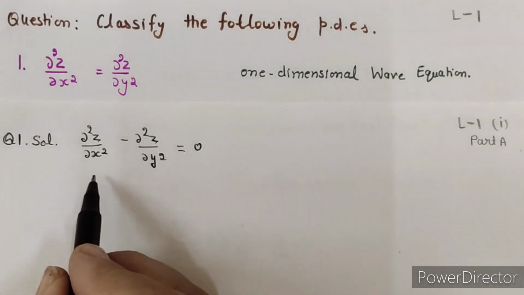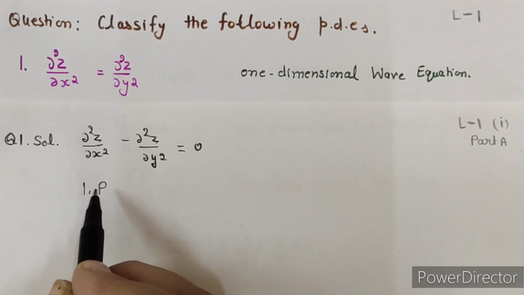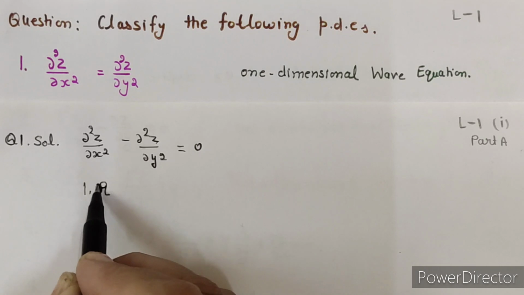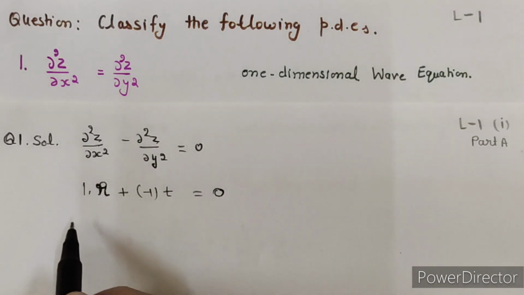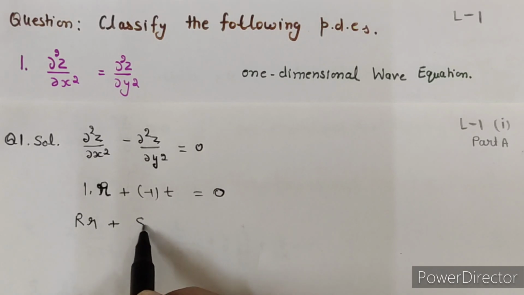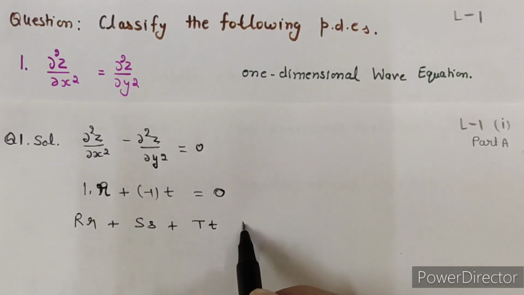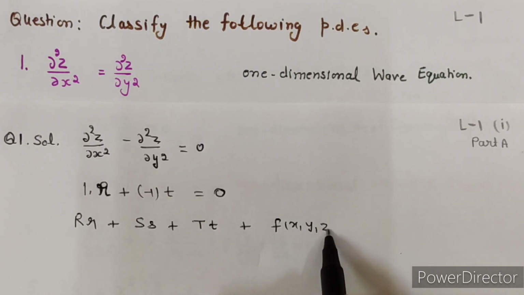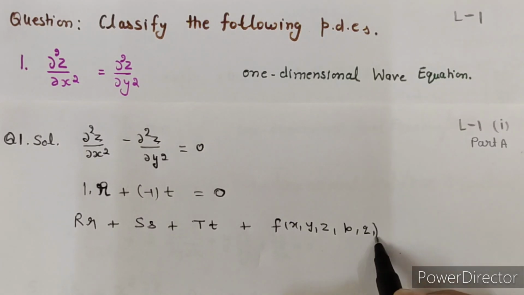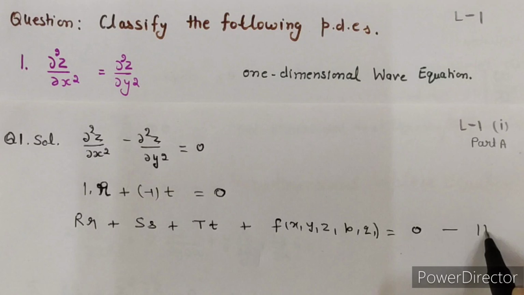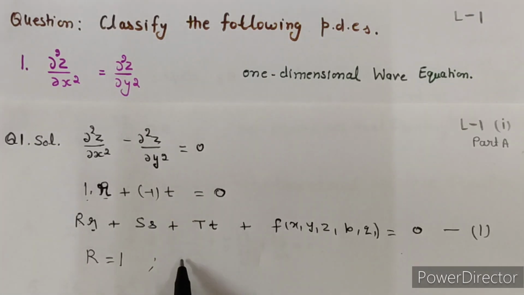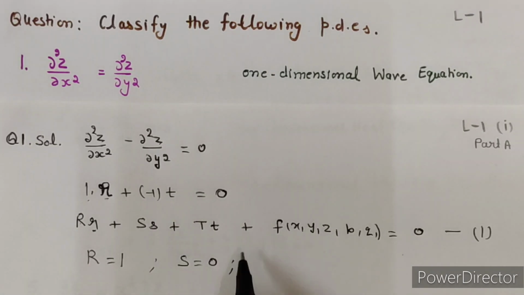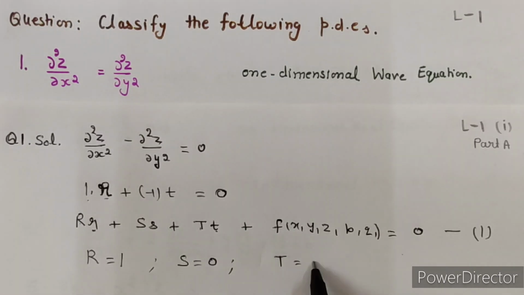So I can write this in the standard form: 1 into small r plus minus 1 into small t is equal to 0. Now comparing it with Rr plus Ss plus Tt plus a function of x, y, z, p, q is equal to 0. It's my first equation. If you make the comparison, capital R is equal to 1. Here there is no value of s, so capital S is equal to 0, and capital T is equal to minus 1.